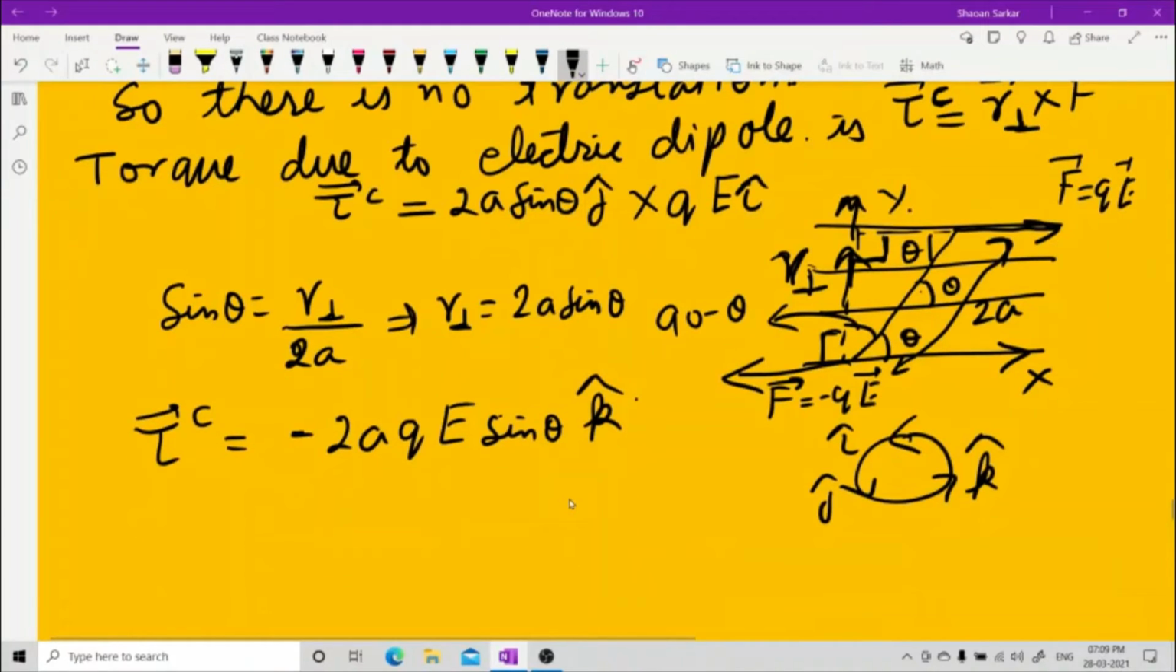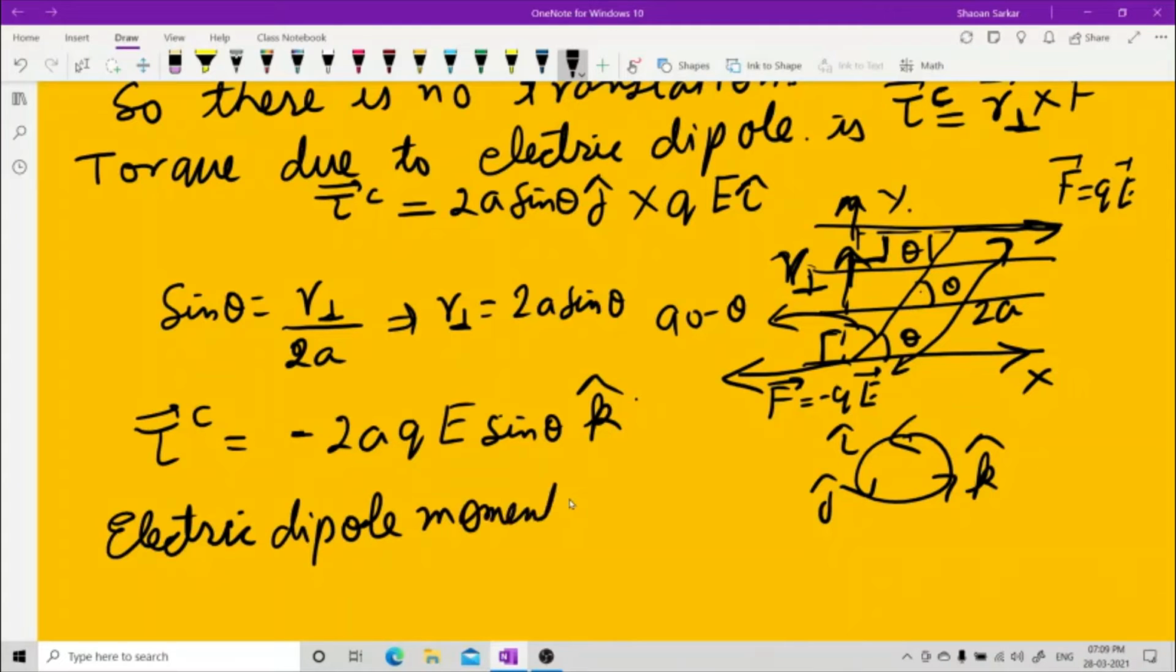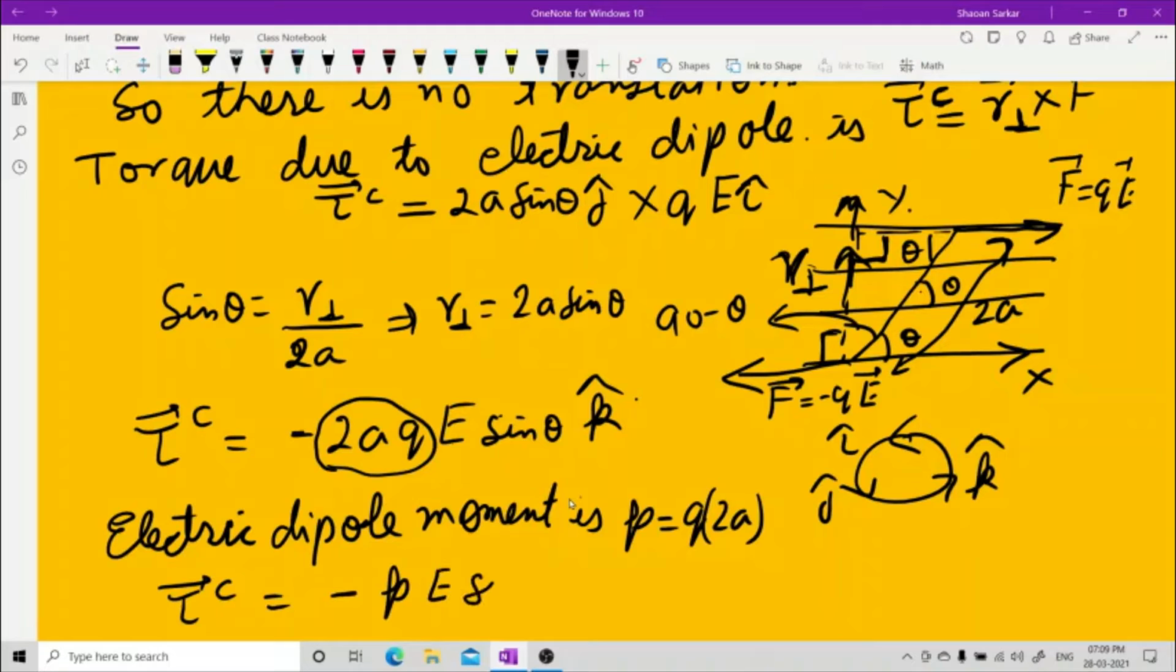Now I explain you. Wait a minute. The electric dipole moment is P equal to Q into 2a. So just, this is the conservative torque: minus PE sine theta K vector.